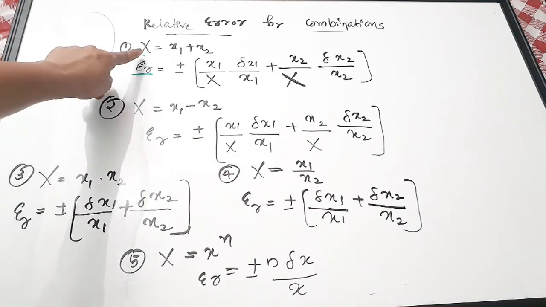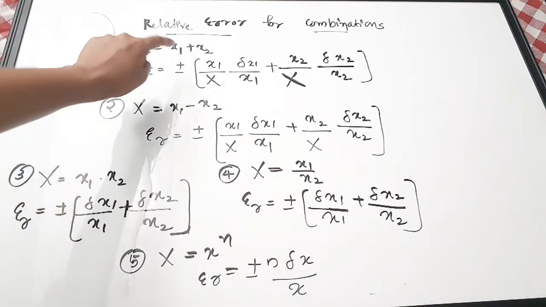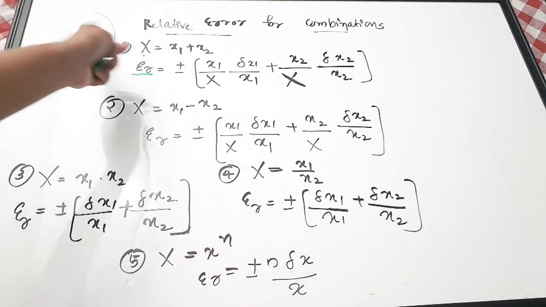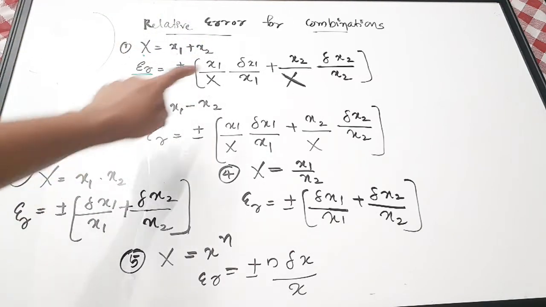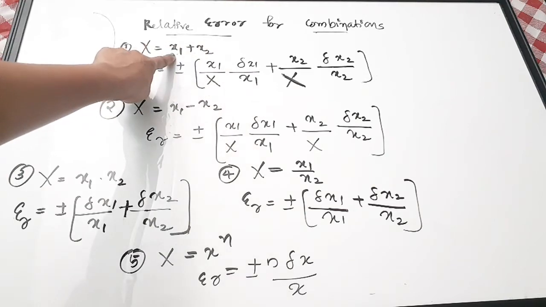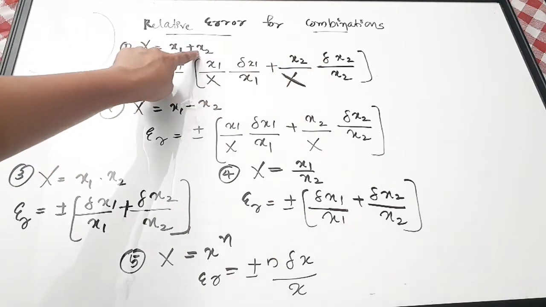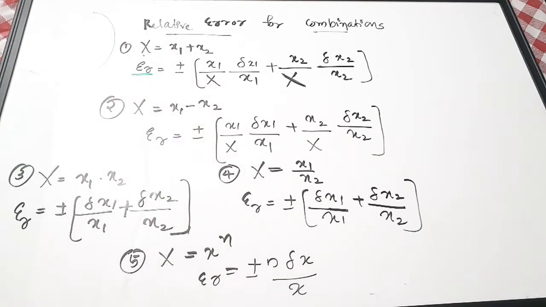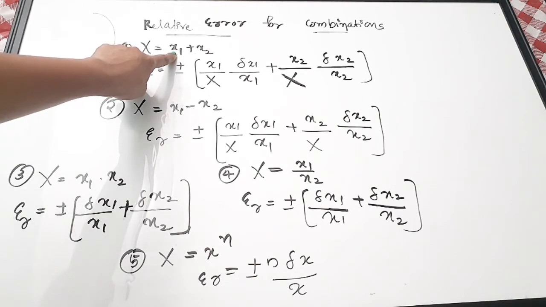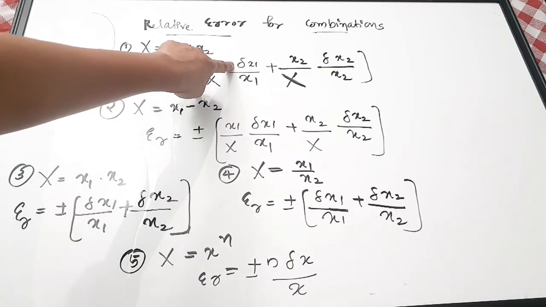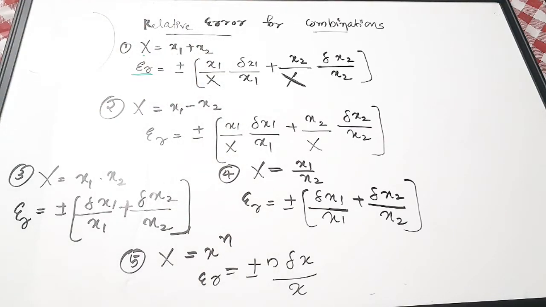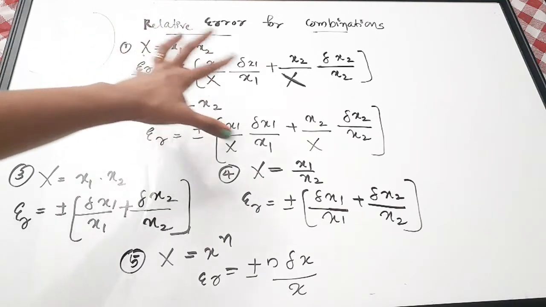So just know that capital X is equal to x1 plus x2, where x1 is any component value, x2 is any component value, and delta x1 is the limiting error of x1 and delta x2 is the limiting error of x2. For example, when we are taking one resistance, consider that the measurement of that resistance value is involved with this much of error. Then in that case, x1 is that original resistance value and delta x1 is the error involved. Okay, so that much is what the variables indicate.